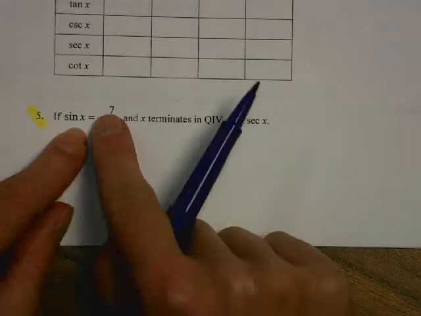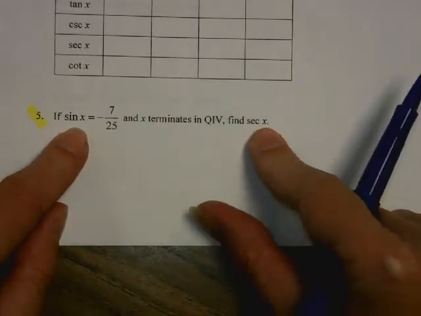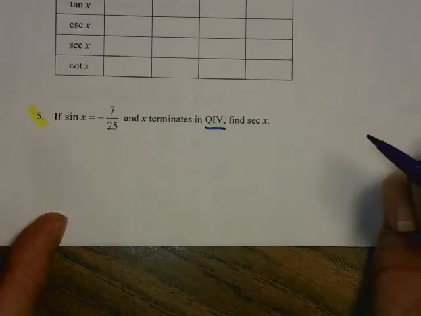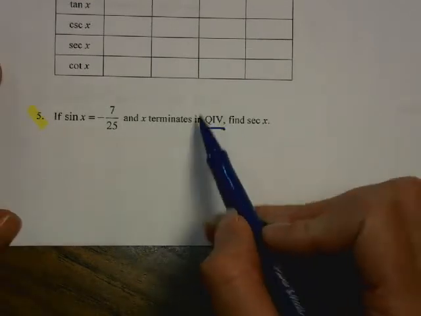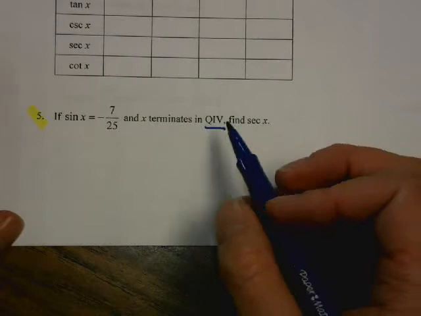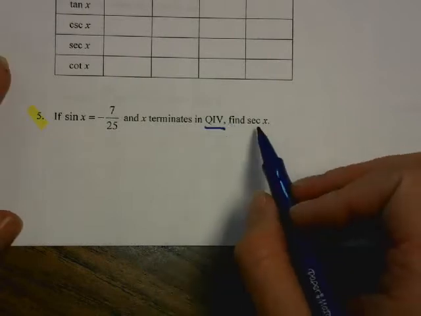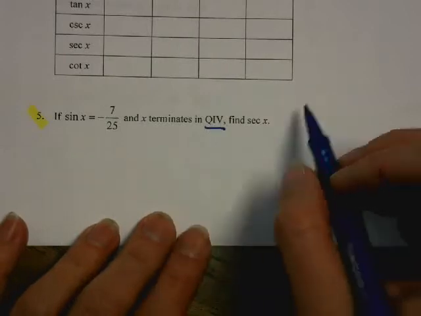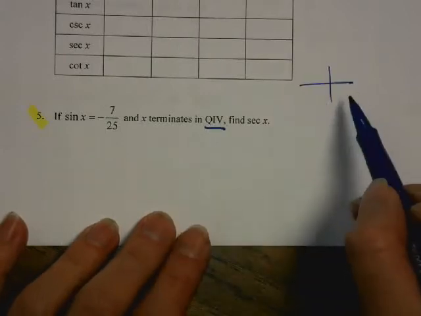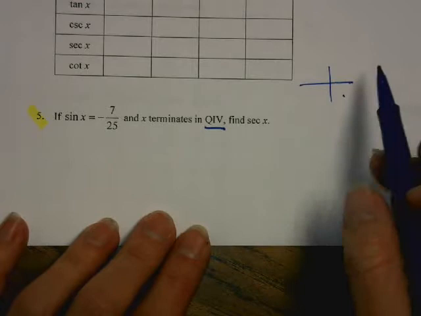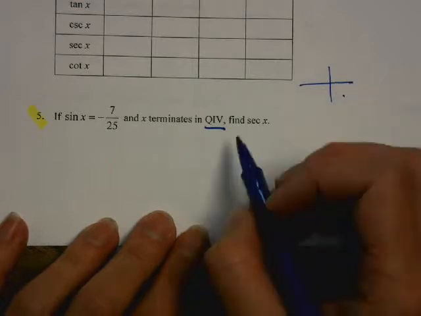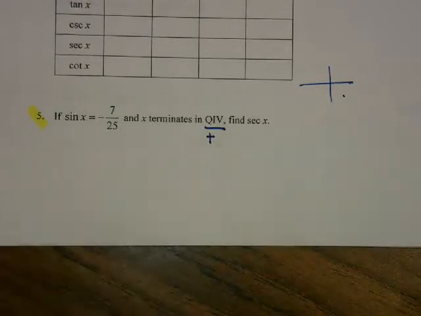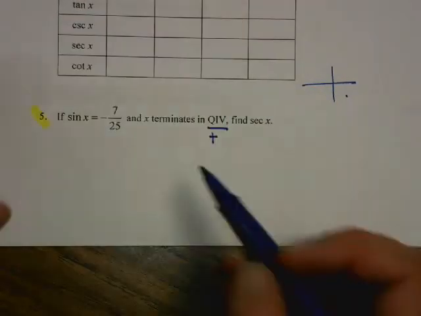So here we have sine of x is -7/25, and we want to find secant of x, and we were told we're in quadrant 4. This piece of information is used only to determine if what we're trying to find is positive or negative. In quadrant 4, the x values are positive and the y values are negative, so secant is going to be positive. We're done with that piece of information.